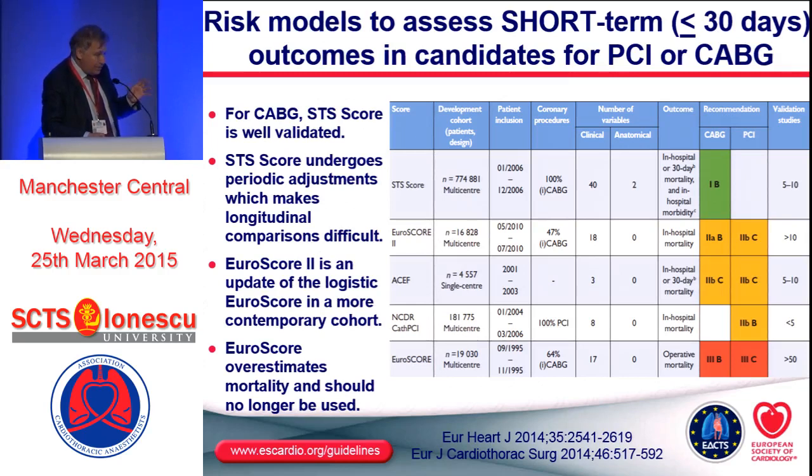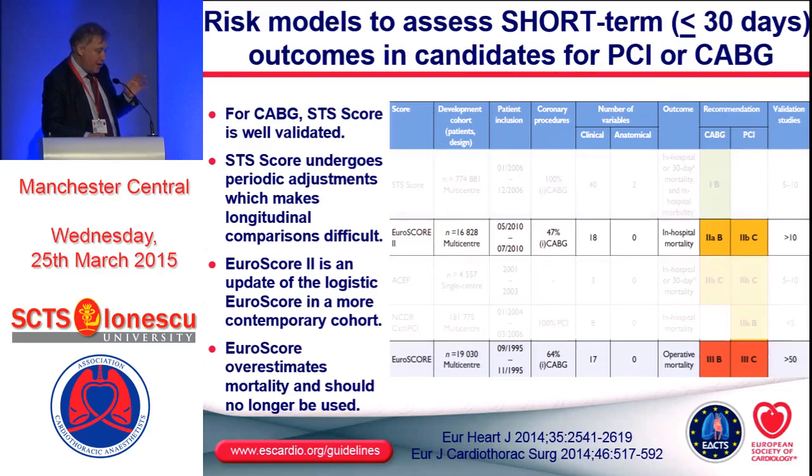A major difference from the previous guidelines is regarding the EuroSCORE. We are quite ahead, I would say, of current practice, because we do give a class 3 recommendation for EuroSCORE because it's outdated and it does overestimate mortality, and we give a 2A or 2B, depending upon CABG or PCI, so should be considered or may be considered for EuroSCORE 2 because it has been validated in a more contemporary cohort.